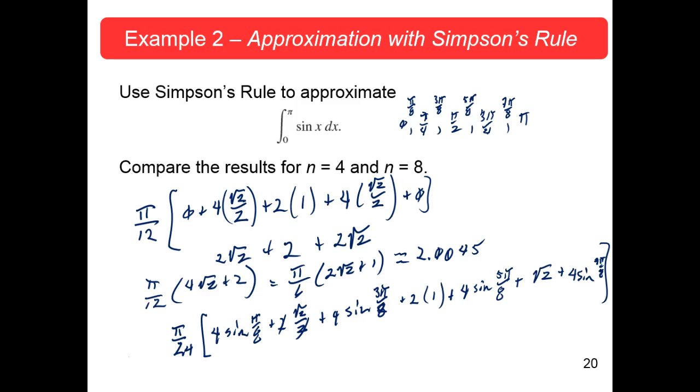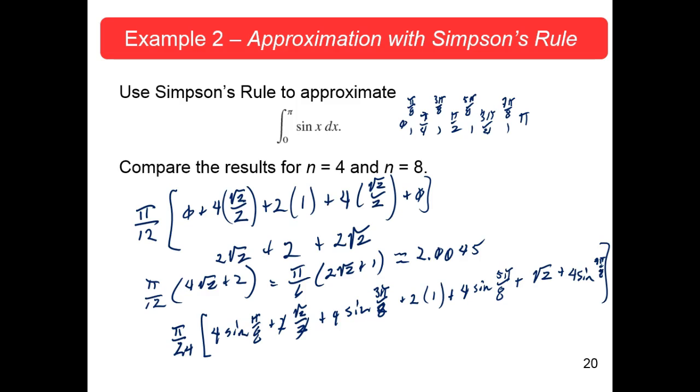When you did it by 4, it was 0, pi fourth, pi halves, 3/4 pi, and pi. Those are your splitting 0 to pi in 4 pieces. If you do it in 8 pieces, then you get one in between: 0, pi over 8, pi fourth, 3 pi over 8, pi halves, 5 pi over 8, 3/4 pi, and 7 pi over 8, and pi.